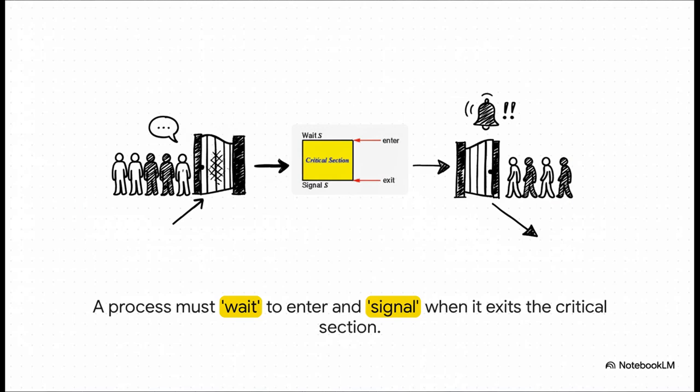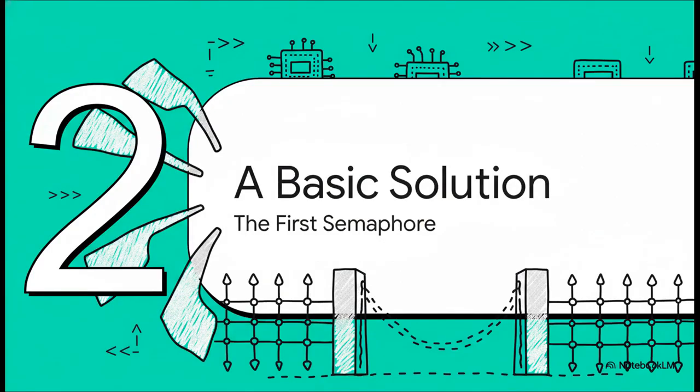So how do we actually manage this? Well, we need a gatekeeper. We need some kind of mechanism for a process to request entry, let's just call that wait, and then a way for it to announce that it's leaving, we'll call that signal. This whole entry and exit protocol is what keeps that critical section safe. And that brings us to the first real solution to this problem, which was actually invented decades ago, the semaphore. It's a really elegant and powerful idea that acts as our perfect little gatekeeper.